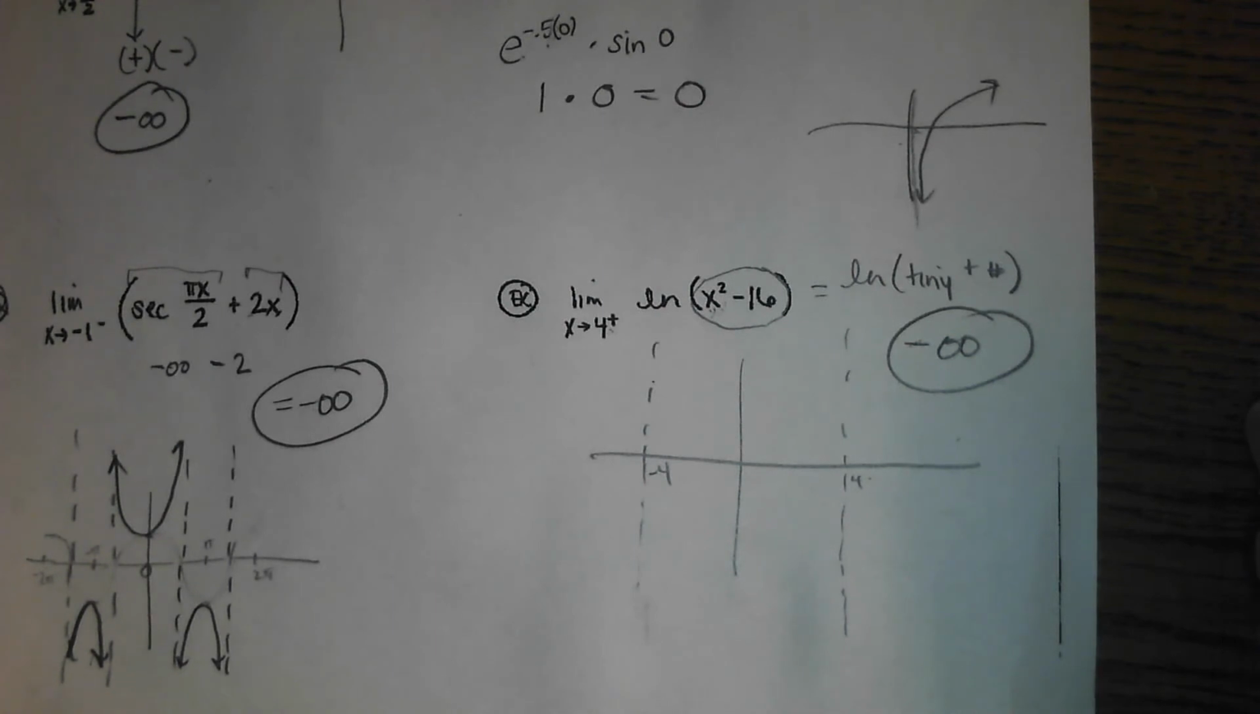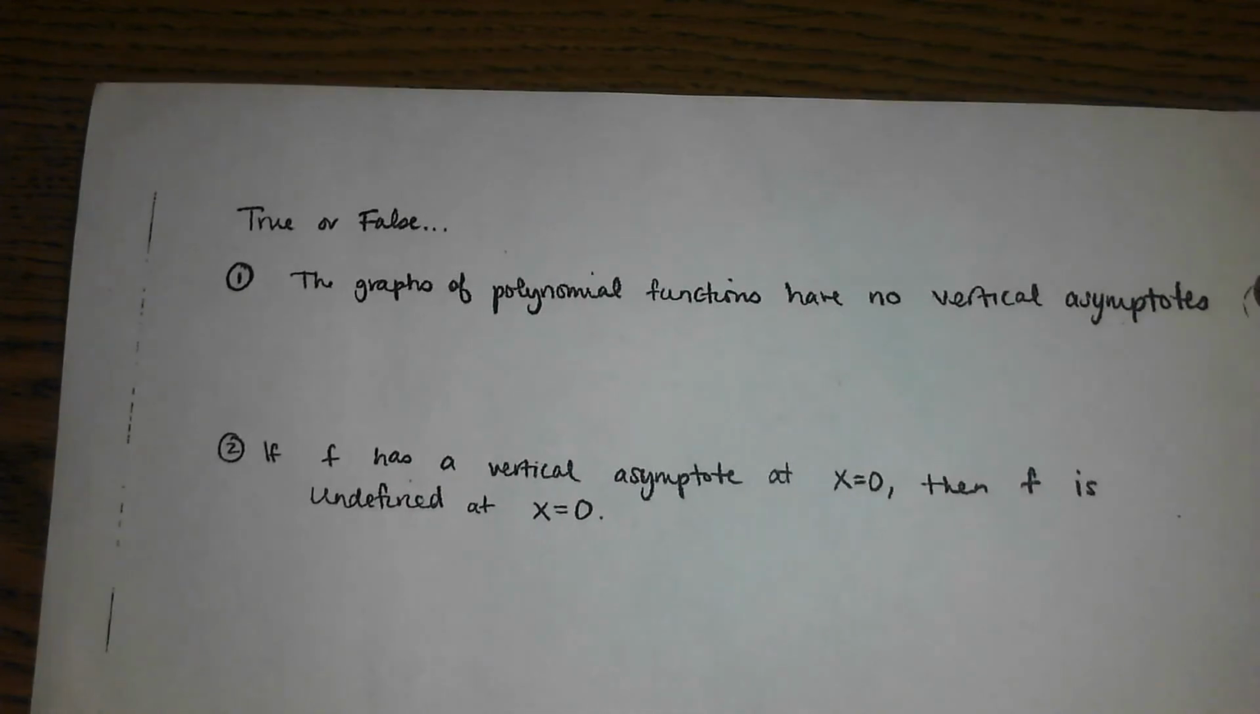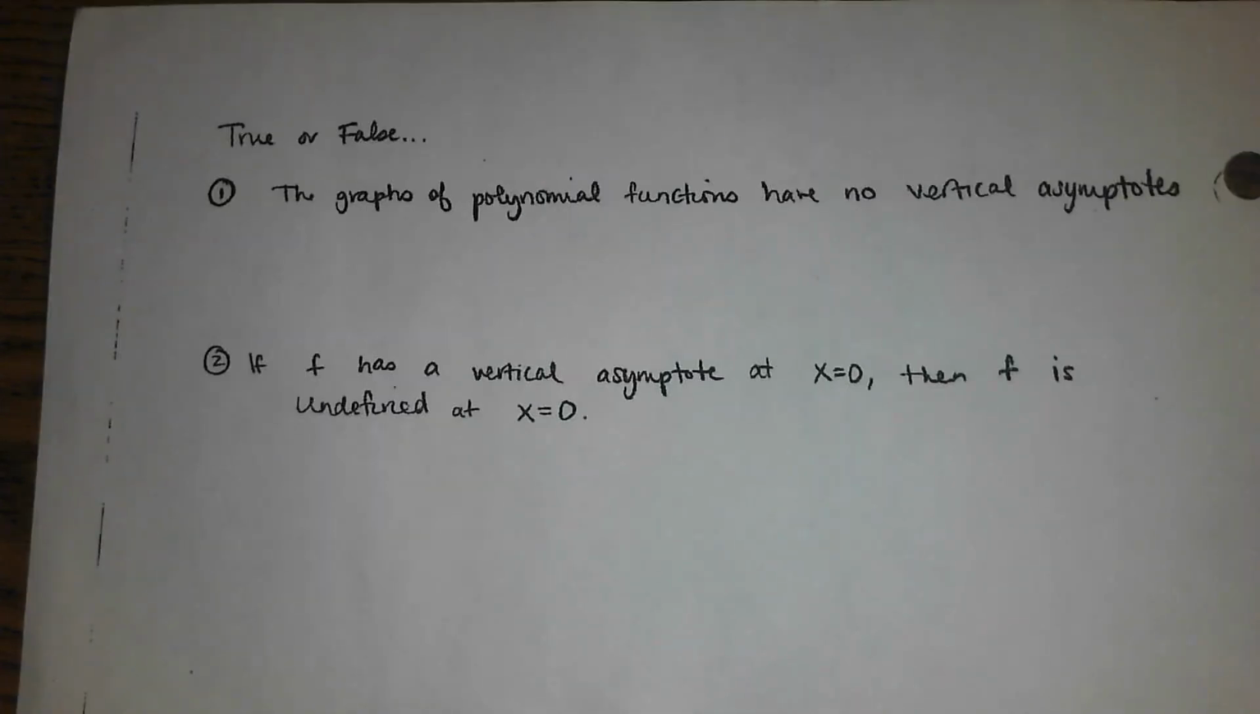Any questions? All right, true, false. Ooh. We'll take a vote in a moment. Number 1, true or false, that the graphs of polynomial functions have no vertical asymptotes. One is true, 2 is false. Not the answers. When you hold the number 1, that means that you're holding up true. If you hold up the number 2, that means you're holding up false.